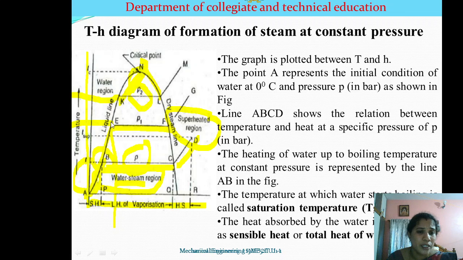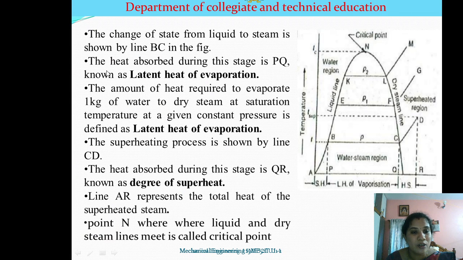Understood? So there will be no conversion; directly the liquid will be converted into dry steam. So it's a critical point. Critical point means where the latent heat of vaporization is 0. Remember that the latent heat of vaporization is 0. That particular point N is called as what?